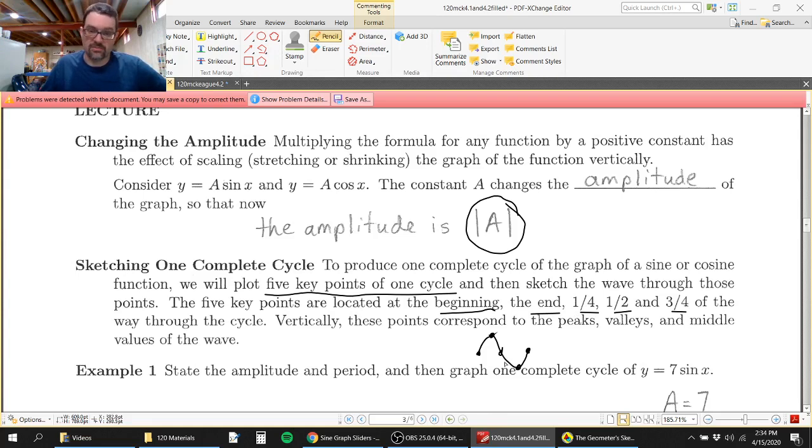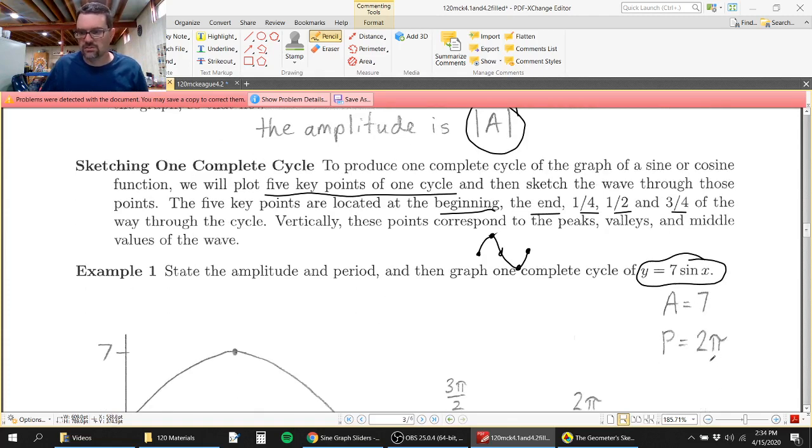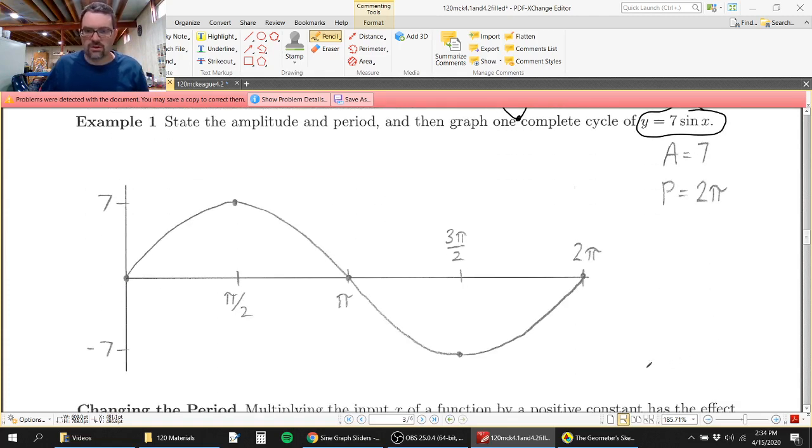All right, so the first example is pretty straightforward, and I think we'll just look at it. So we have the function y equals 7 times sine x. So all that's changing is the amplitude. The amplitude, like you can see beneath here, is now 7. The period is still 2 pi. So our graph is going to start at 0. It's going to end at 2 pi.